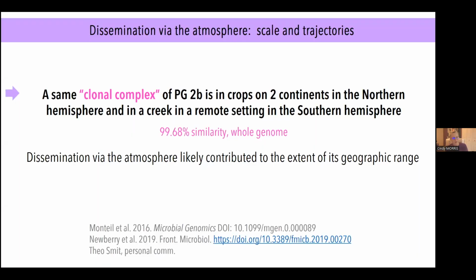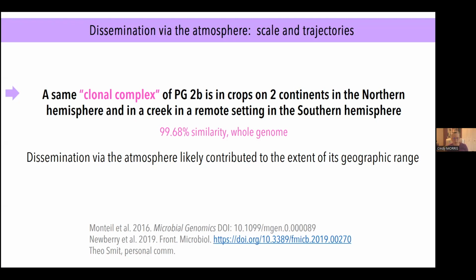Then we found another clonal line, so what we'd call a clonal complex, technically, by the people who study clones, that's in crops, and this is from reports from other people, in crops on 2 continents in the northern hemisphere and in a creek in a remote setting in the southern hemisphere. And these are 99.68% similar based on their whole genome. And I mean, especially for the one in the southern hemisphere where it was in a pristine place where there's no agriculture, this is likely due to dissemination via the atmosphere.